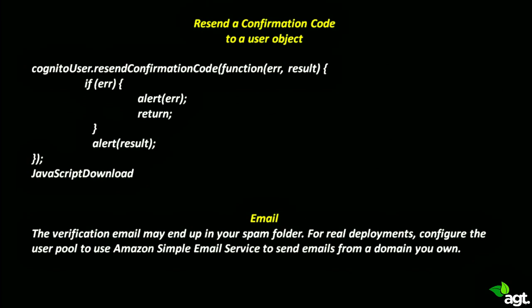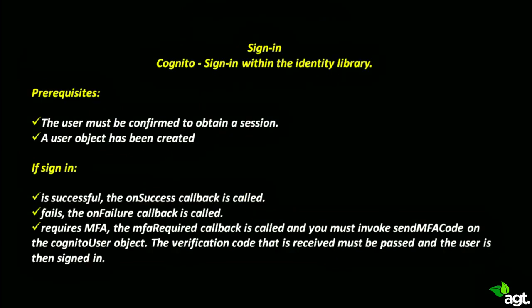The verification email may sometimes end up in your spam folder. So for real deployments, configure the user pool to use the Amazon Simple Email Service to send emails from a domain you own. Next is the sign in process, and Cognito sign in within the identity library. The prerequisite means the user must be confirmed to obtain a session, and a user object has been created.